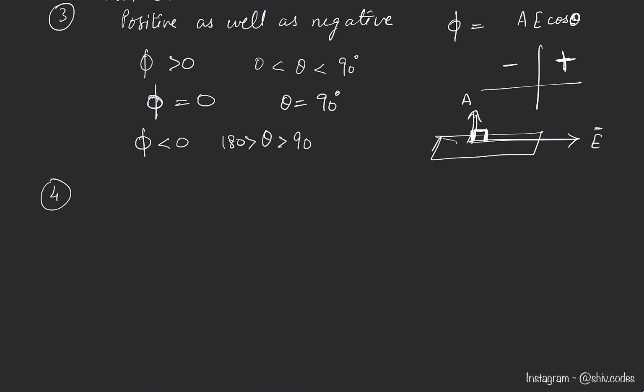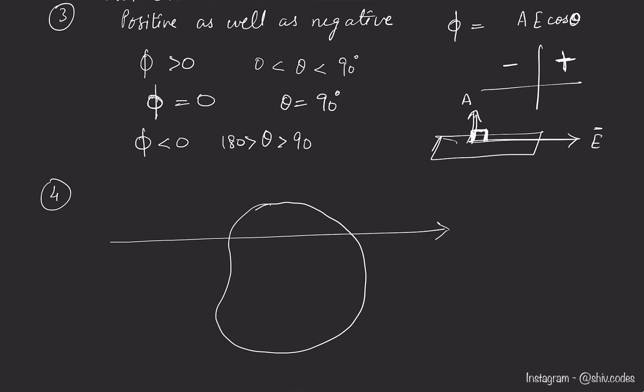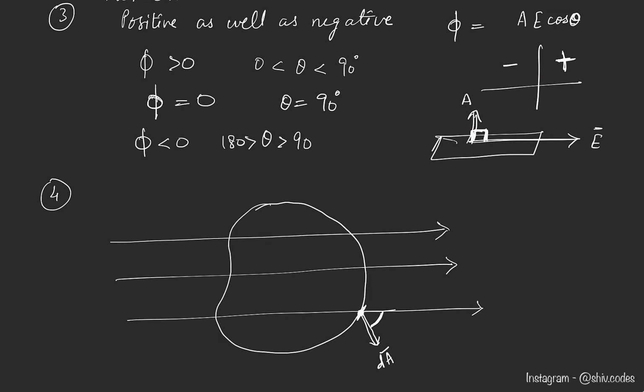So for example, let's say there is a closed surface like this. We don't have a sheet, but we have some closed surface, and electric fields are passing through this region in a horizontal direction. The area vector at any point is a vector normal to the surface at that point. So here the area vector, which is dA vector because we are considering a very small area, is at an acute angle with the electric field lines. So the flux through this part of the surface is positive.